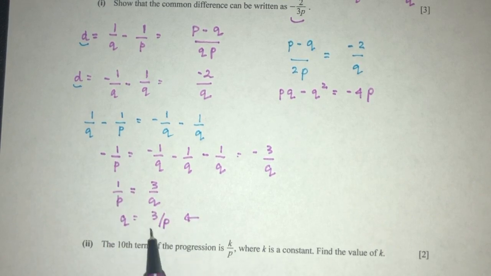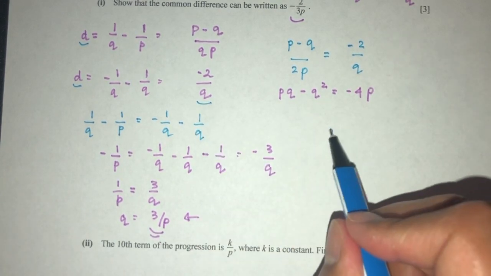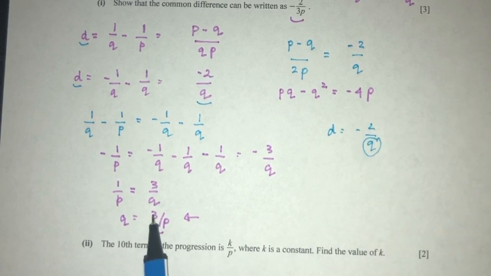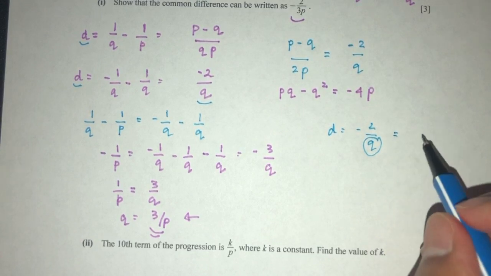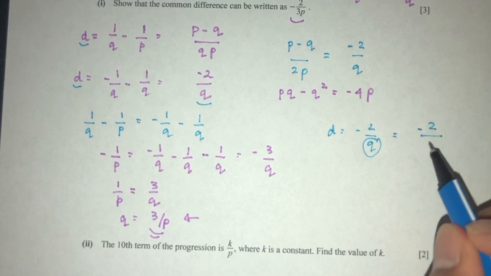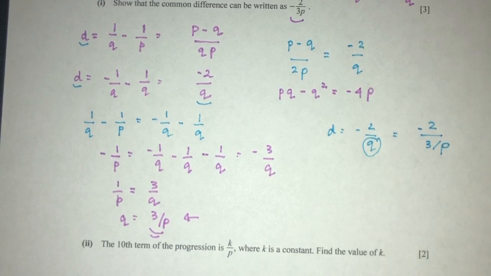Okay, fair enough. So now we have the value of Q. Now replace back Q right here. So we know that D is equal to minus 2 over Q, but we know Q is equal to 3 over P. That will become what? So let's find out. D is minus 2 over Q is 3 over P. Right. But it still doesn't work out. Very strange. Supposed to be minus 2 over this, and this will go up. Actually, it will not work out.